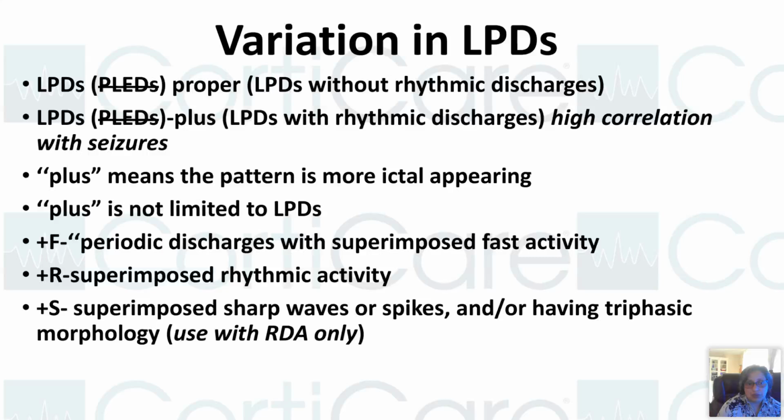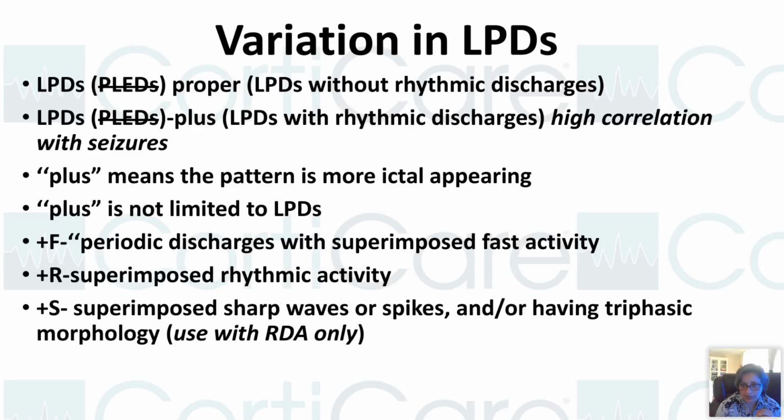When you see the term plus next to LPDs, it means the pattern is more ictal appearing. This plus is not limited to LPDs; it is used with other patterns too. Plus modifiers: plus F, which is periodic discharges with superimposed fast activity. The closest example I can give you is like polyspikes or polysharps. Plus R is superimposed rhythmic activity alongside these periodic discharges. Plus F and plus R can appear independently of each other, or they can occur together with the periodic discharges. So you can have LPDs plus F, LPDs plus R, or LPDs plus F plus R.